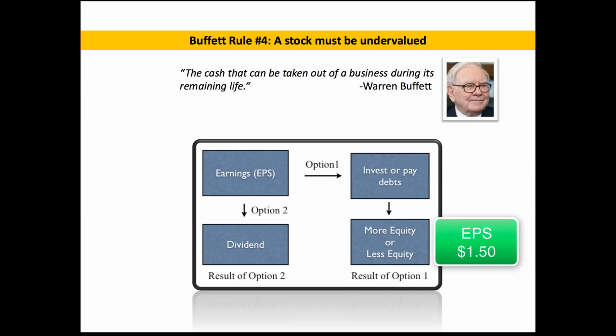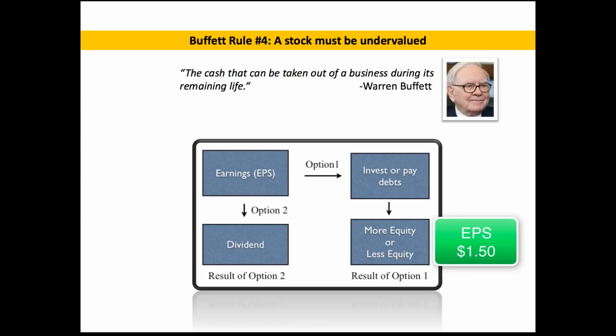Okay? So if you take option 1, let's say that $1.50 of earnings comes into the company, and you as an owner decide that, and you wouldn't be the person deciding that. Actually, the board of directors and the CEO running the company would be deciding this for you as your representative for managing the company. But they would decide if that $1.50 would turn into more equity or less equity, depending on how they choose to invest it or pay off their debts.